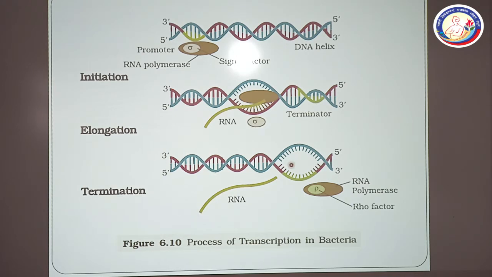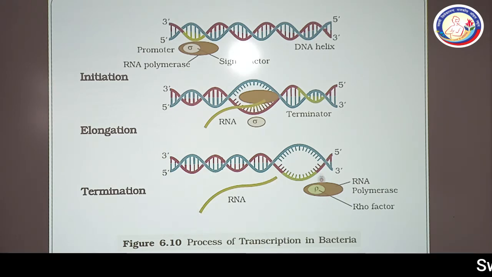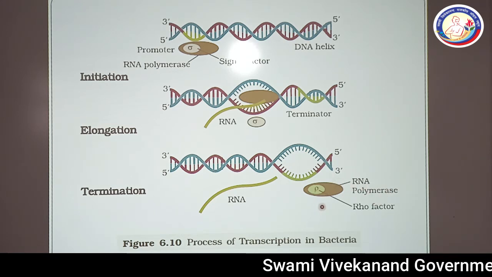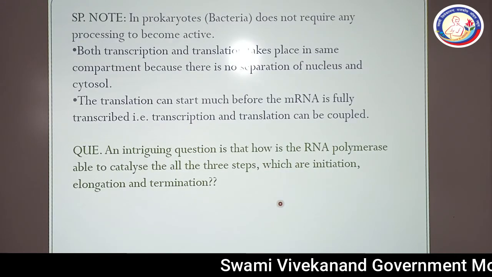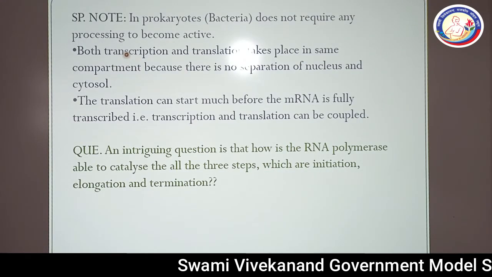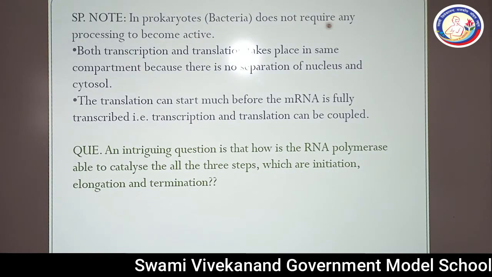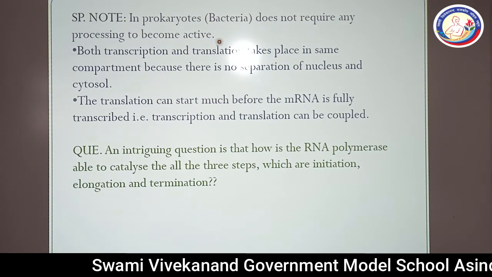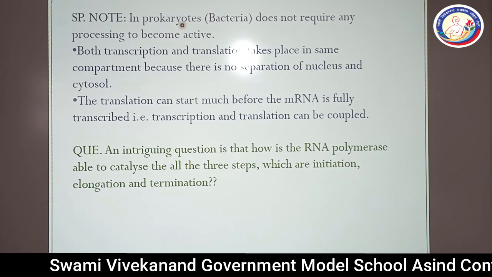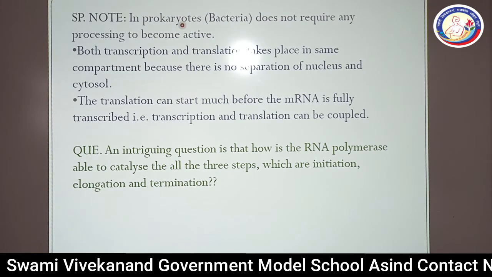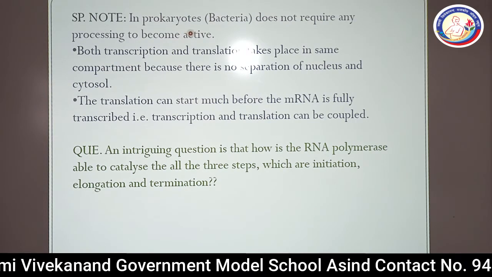This is the elongation process, and finally the sigma factor is removed and rho factor dominates over the RNA polymerase, and it will remove the RNA polymerase and stop the transcription. Special note: in prokaryotes, bacteria do not require any processing to become active because the bacterial proteins or enzymes are very small in size and they do not need any processing.